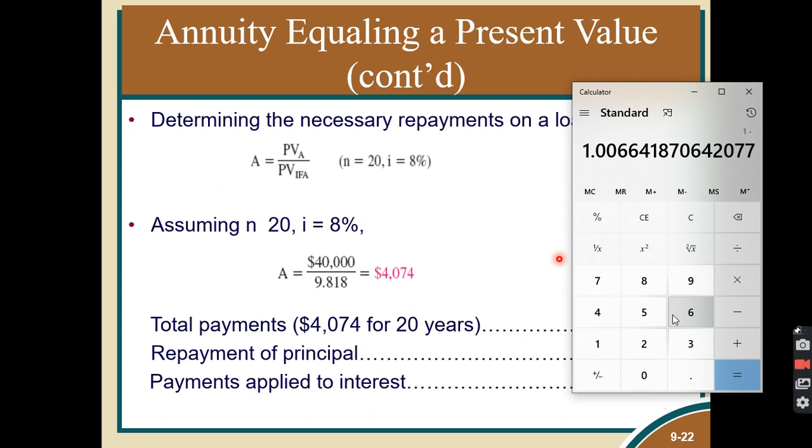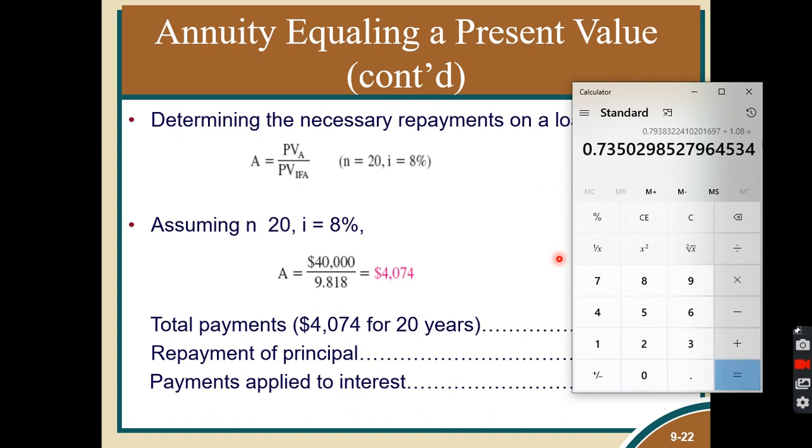Oops. Wait, that's wrong. Okay, so again, 1.08 divided twice. Okay, we forgot to clear the memory a while ago, that's why there's a problem. Okay, then enter, then 20 years.